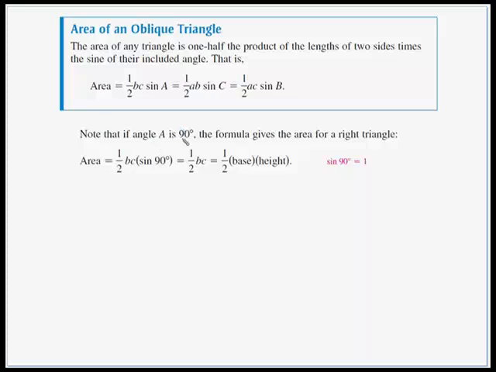And note, if angle A is a 90-degree angle, the formula gives the area of a right triangle. Remember, from the unit circle, the sine of 90 degrees is equal to 1. So here, the sine of 90 would equal 1. And we would just have 1/2 bc. And if it's a right triangle, the b and c are the base and the height. Neat.